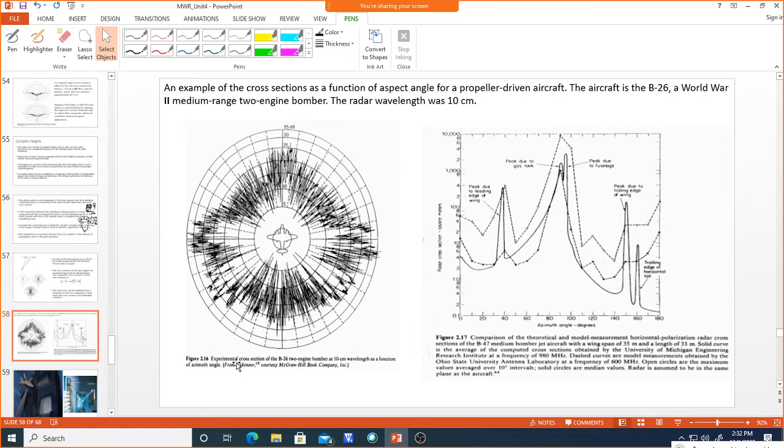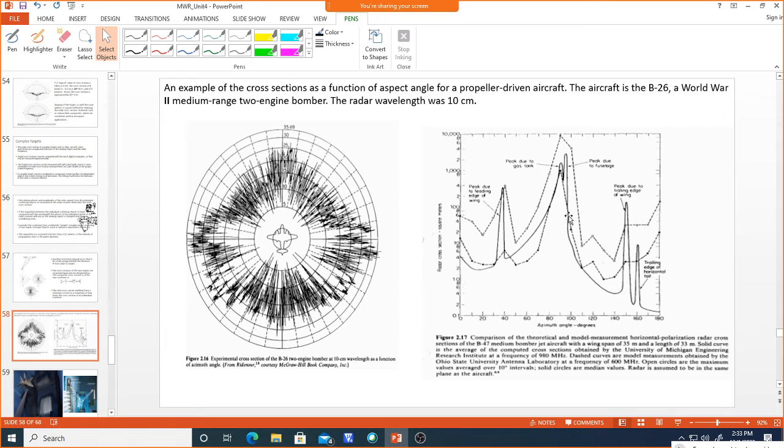You can see here the experimental cross section of a B-26 two engine bomber, measured at 10 centimeter wavelength as a function of the azimuthal angle. There is no elevation angle; it is shown with respect to the azimuthal angle. So this is the measured RCS, the experimental cross section. The RCS variation is shown here.